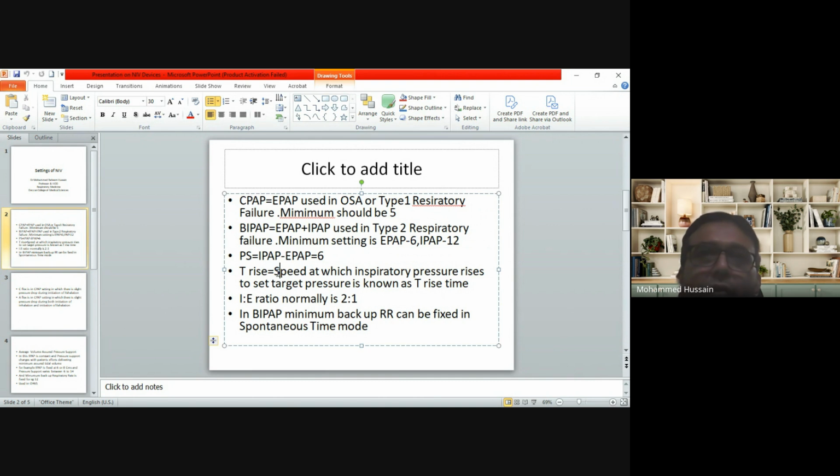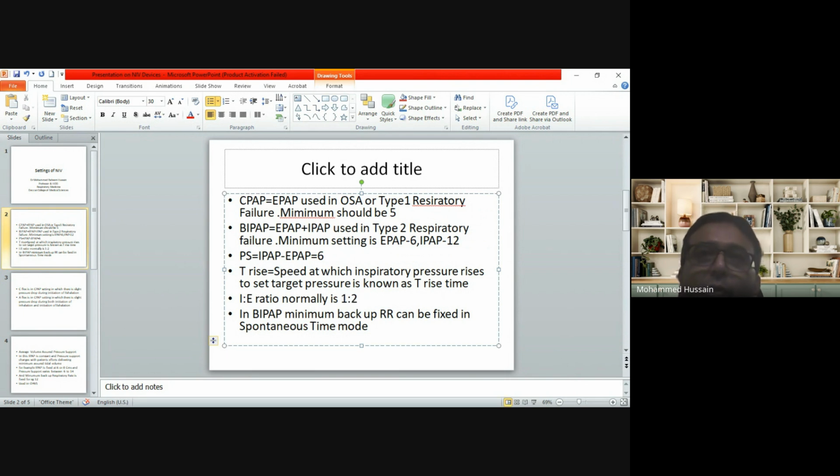And one more thing is the I to E ratio. It will be there in advanced BiPAP machines, and of course in ventilators also. Normally it is 1:2. I wrote it wrong. It should be 1:2.